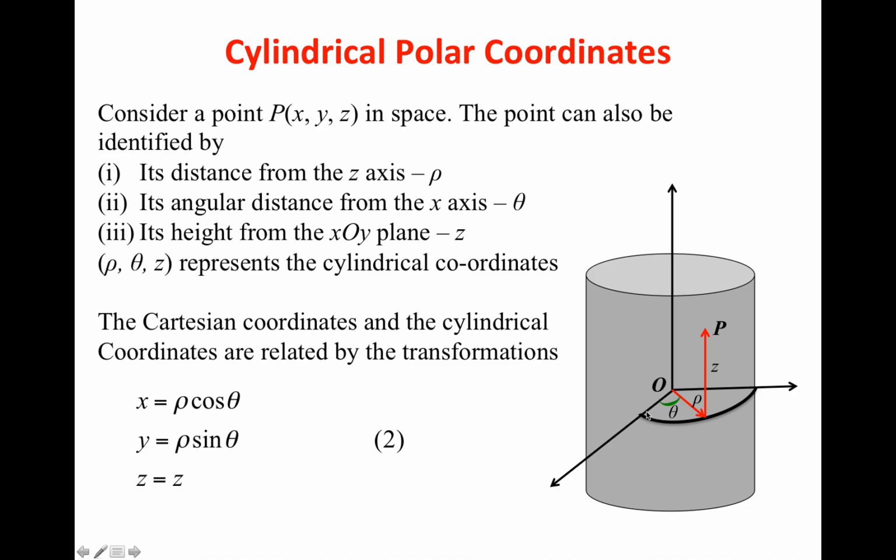So, this distance, which is my y coordinate, will be equal to rho sin theta, and this distance, which is my x coordinate, will be rho cos theta, and of course the height is nothing else but my z coordinate. So, the Cartesian coordinates and the cylindrical coordinates are related by the transformations x is equal to rho cos theta, y is equal to rho sin theta, and z is equal to z.